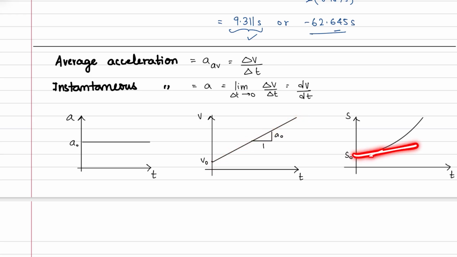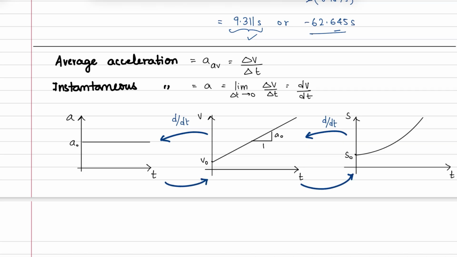Okay, and the rate of change of that increase of slope, which is essentially the velocity, is given by this. And the rate of change of that is given by this. So in essence, to go in this direction, you are essentially differentiating. And to go in this direction, you're essentially integrating. Okay, I hope that makes sense.